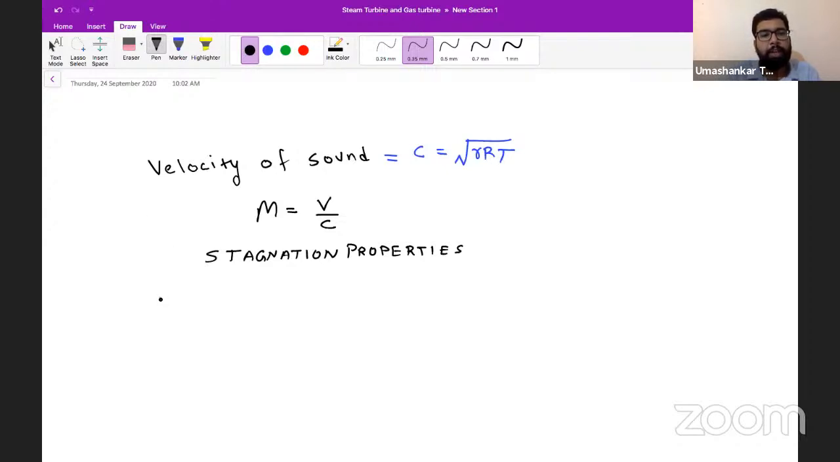And we have seen yesterday that its Mach number is less than 1. We have seen the Mach number is less than 1. It is called subsonic. Mach number is 1, then it is called sonic flow. And if Mach number is greater than 1, we will call it supersonic flow.